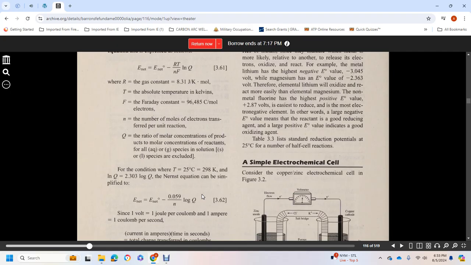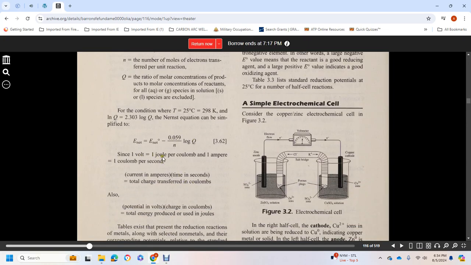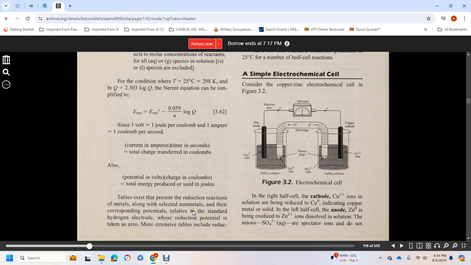For the condition where the temperature is 25 degrees Celsius, 298 Kelvin, the factor becomes 2.3036 times the log of the quotient. The Nernst equation simplifies to E net equal to E naught minus 0.059 over the number of moles of electrons times the log of the quotient. One volt is 1 joule per coulomb. One amp is 1 coulomb per second, so current in amperes times seconds gives total charge transferred in coulombs. Also, potential in volts times charge in coulombs equals total energy produced or used in joules.